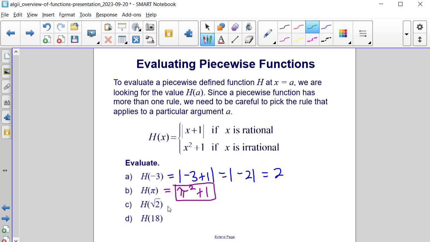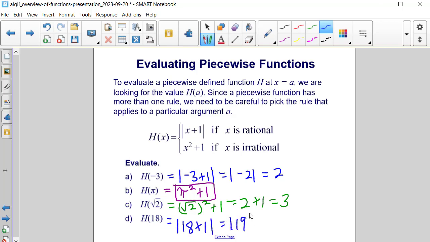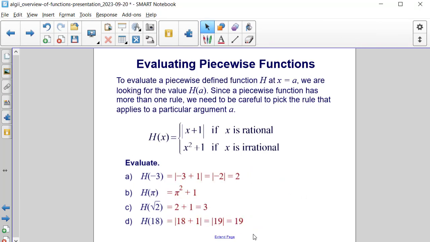Well, square root of 2 is irrational, so we're going to do the square root of 2 squared plus 1. That's going to be 2 plus 1, which is equal to 3. And finally, we have h of 18. 18 is a rational number, so we're going to substitute it into the first one again. So we have the absolute value of 18 plus 1, which is the absolute value of 19, which is equal to 19. And here are the solutions to these four example problems, and they do match the solutions that we found.